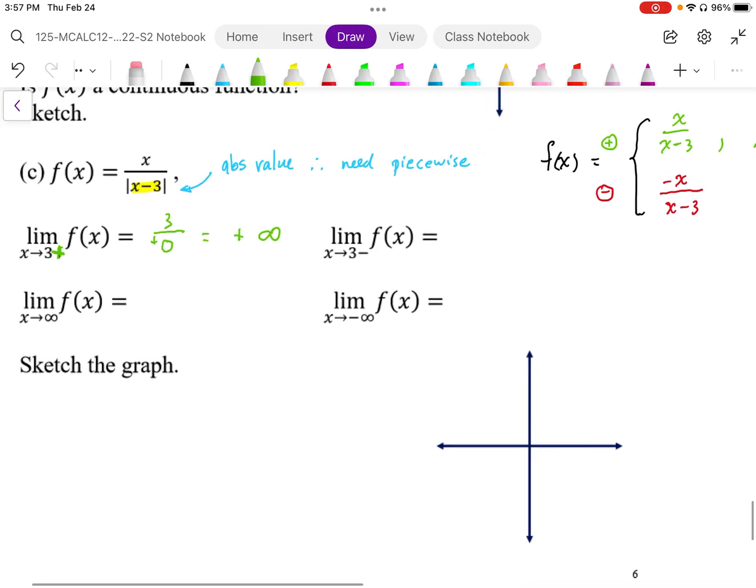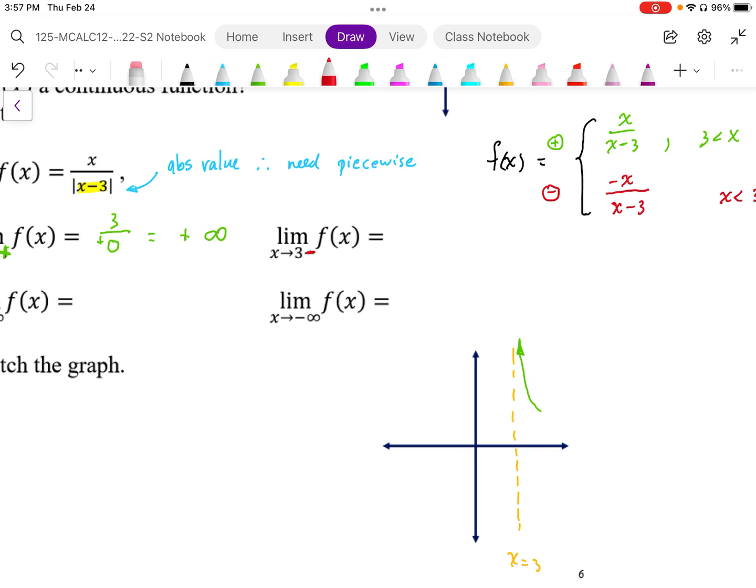So I know on this graph then, as I approach my vertical asymptote at x equals 3, on the right-hand side, it's approaching positive infinity like that.